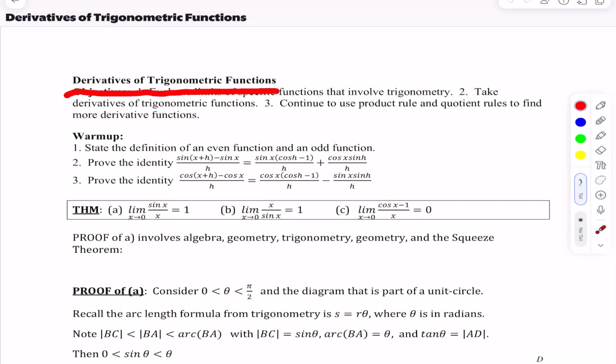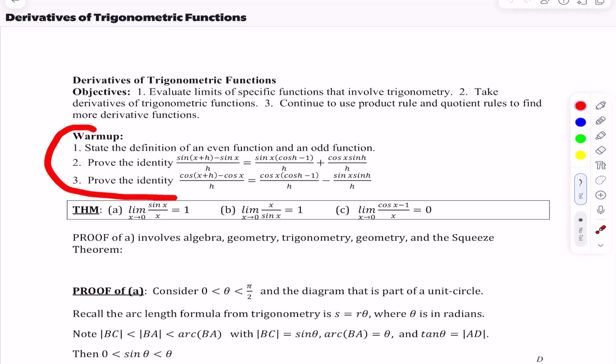Derivatives of trigonometric functions. Today's objectives: evaluate limits of specific functions that involve the subject called trigonometry. Take derivatives of trigonometric functions, right? We're using rules of differentiation to expand our knowledge of functions, and that includes trigonometric functions. And of course, if we have time, we're going to continue to use product and quotient rules to find more derivative functions. Like I said, we're just going to expand our knowledge of functions.